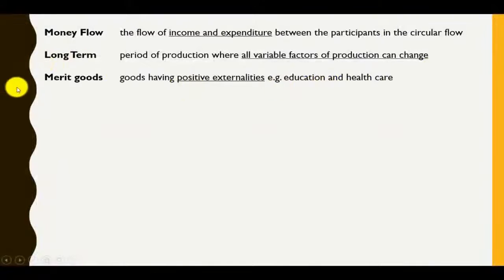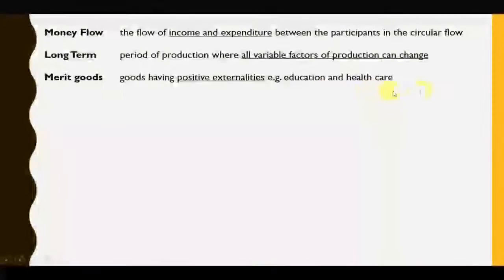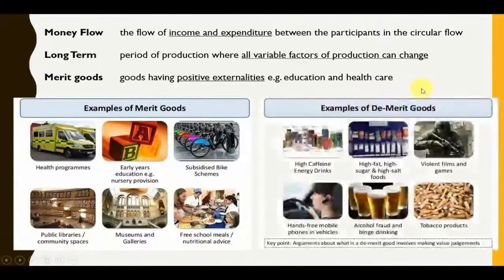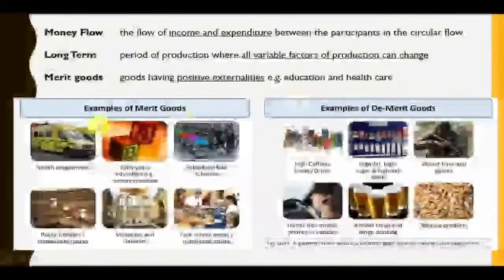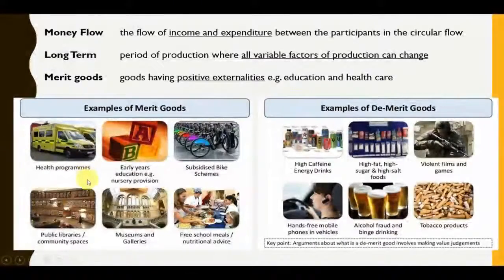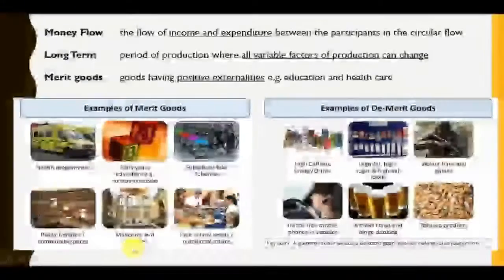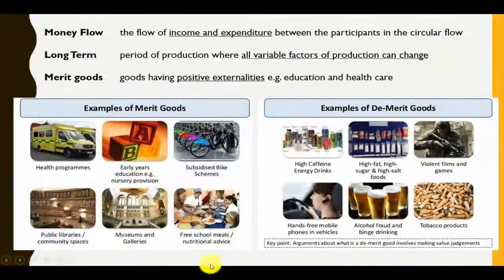And we've just mentioned merit goods. These are goods that have positive externalities like education and healthcare. And we've spoken about the COVID-19 vaccine having positive externalities. So here are some examples of merit and demerit goods. So merit goods would be education, healthcare, libraries, museums, school feeding schemes. That's been in the news a lot. That has a lot of positive externalities.